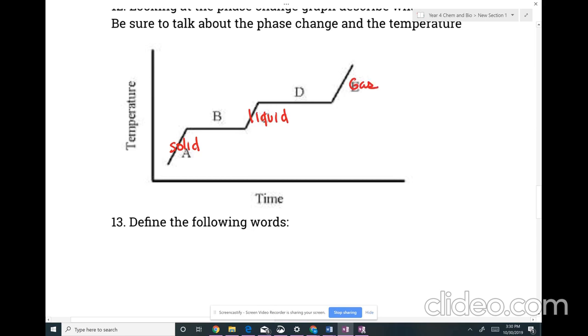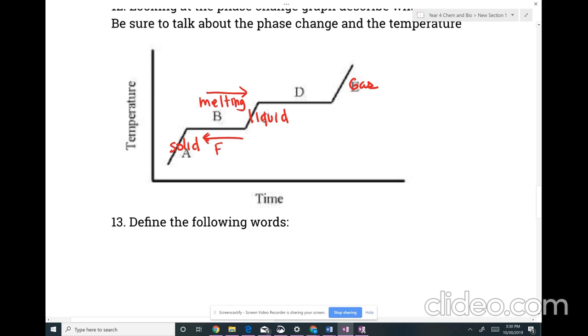Now we have to identify what is in B and D, so you have to think about what the names are. When we go from solid to liquid, if we're going this way, it's going to be melting. If we go from liquid to solid, that is going to be freezing. That's not spelled right.